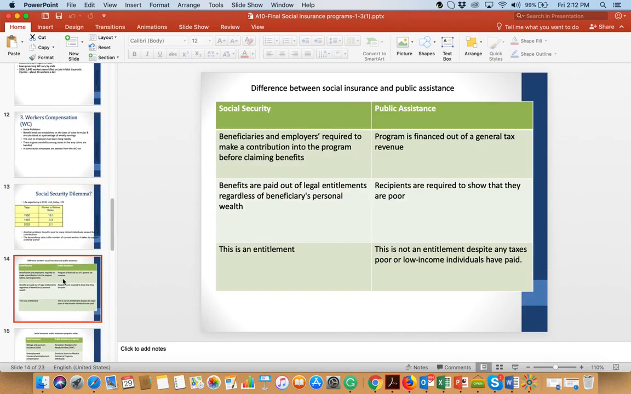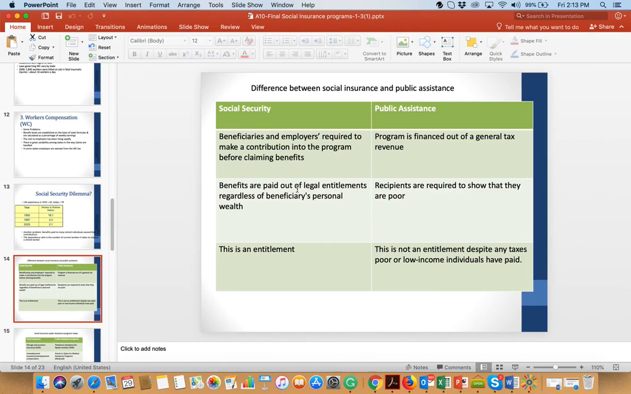There's a difference between social insurance programs and public assistance programs. Example of social security: social security programs are ones where beneficiaries and employers are required to make a contribution. That's social insurance. The public assistance programs are financed out of general tax revenue, and these programs are usually means tested, meaning that you are paid depending on your need.